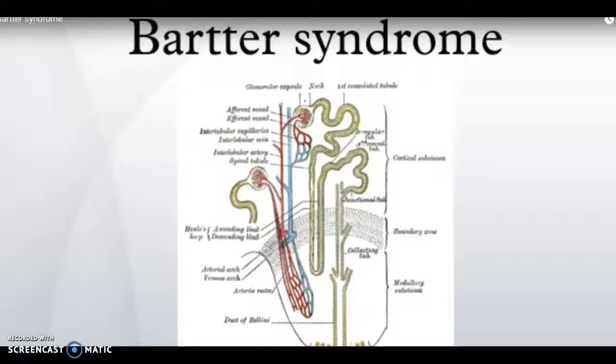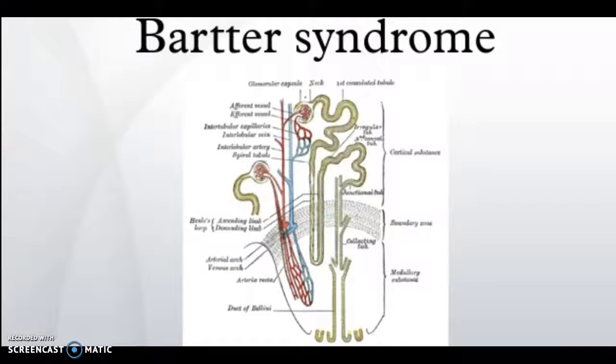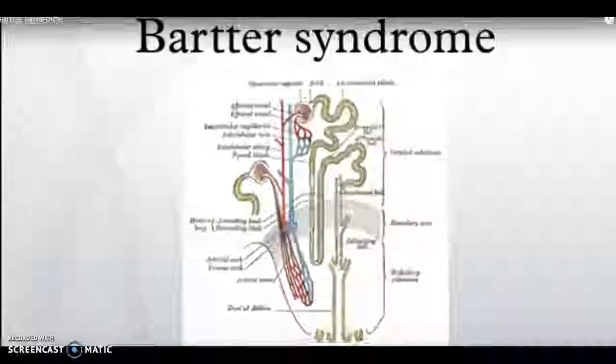Diagnosis: people suffering from Bartter syndrome present symptoms that are identical to those of patients who are on loop diuretics like furosemide. The clinical findings are characteristic of Bartter.